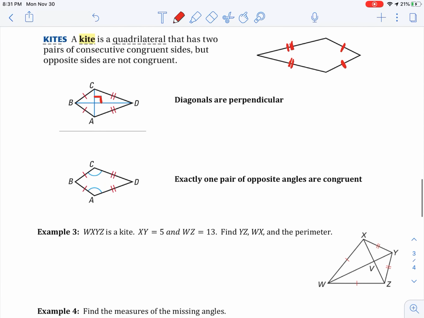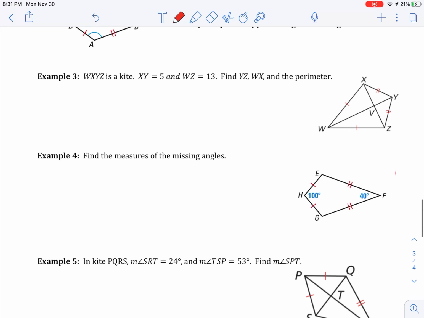All right, so what kind of questions might we ask about a kite? In example 3, it says WXYZ is a kite. So we're looking at a kite over to the right, and it says XY is 5. So let's put a 5 on the picture right where XY is, and WZ is 13. So we'll put a 13 here. They want you to find the missing sides, which hopefully is easy given the way the markings are, but also given that we know that in a kite, you're going to have two sides that are next to each other that are congruent, and then a different set of sides that are next to each other that are congruent.